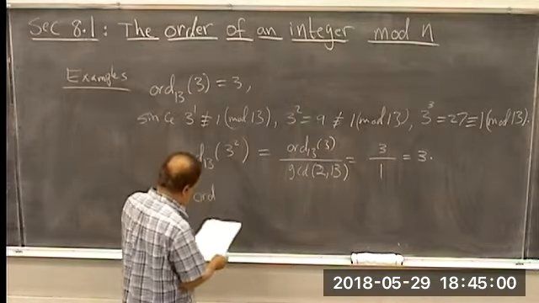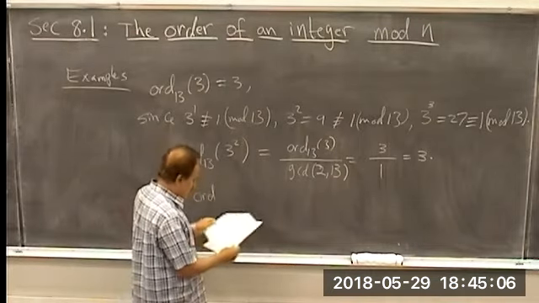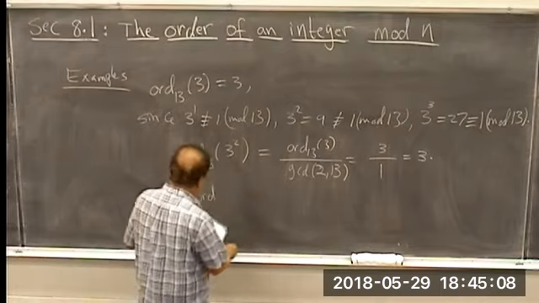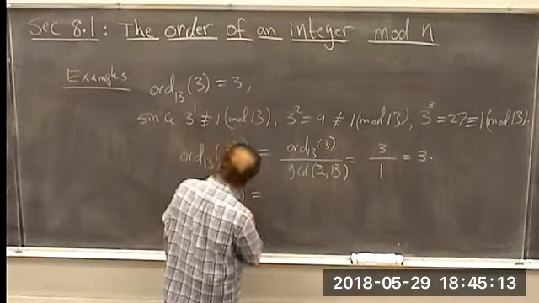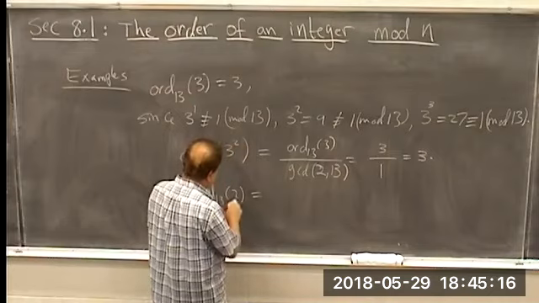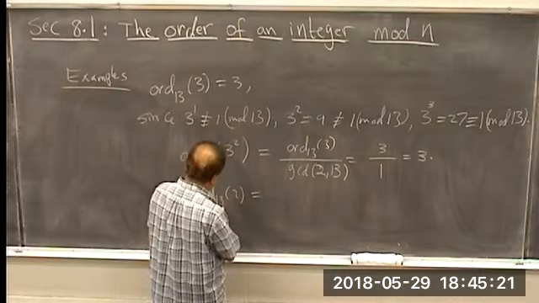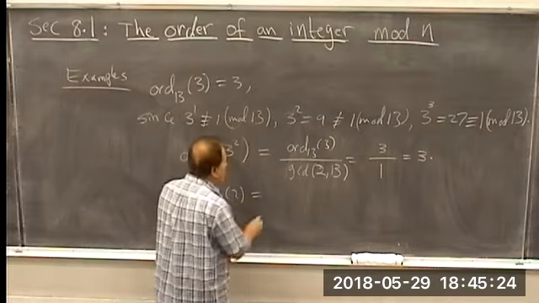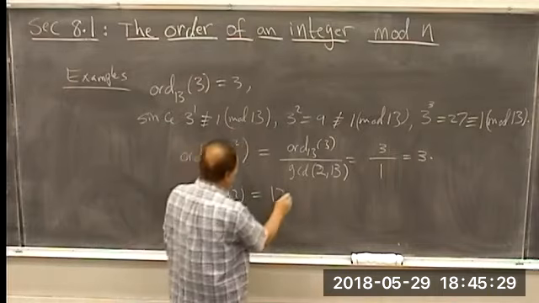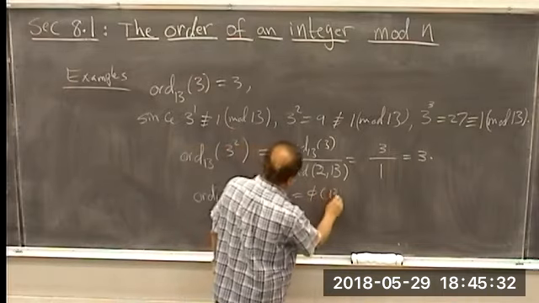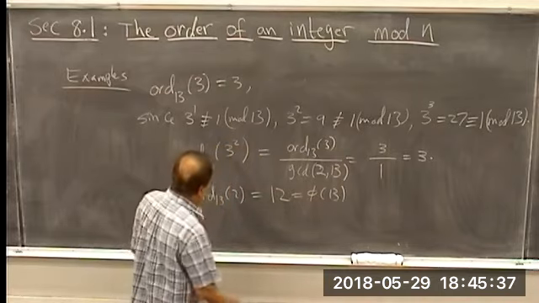Let's take a look at the order of 2. And again, we could see this one from Euler's theorem. We have 2 to the 12 is congruent to 1 mod 13. But is it the smallest one? It turns out that this one is 12, and so this is phi of 13. All right?